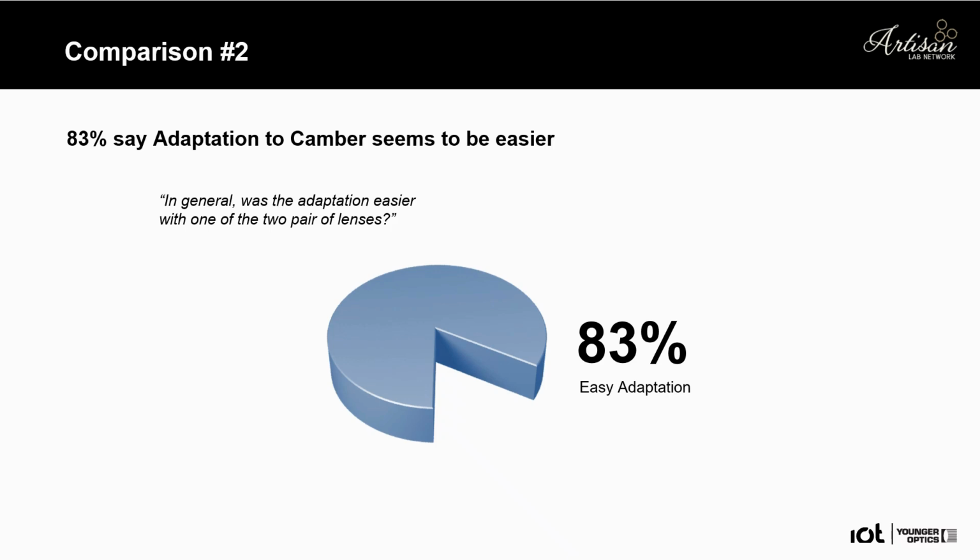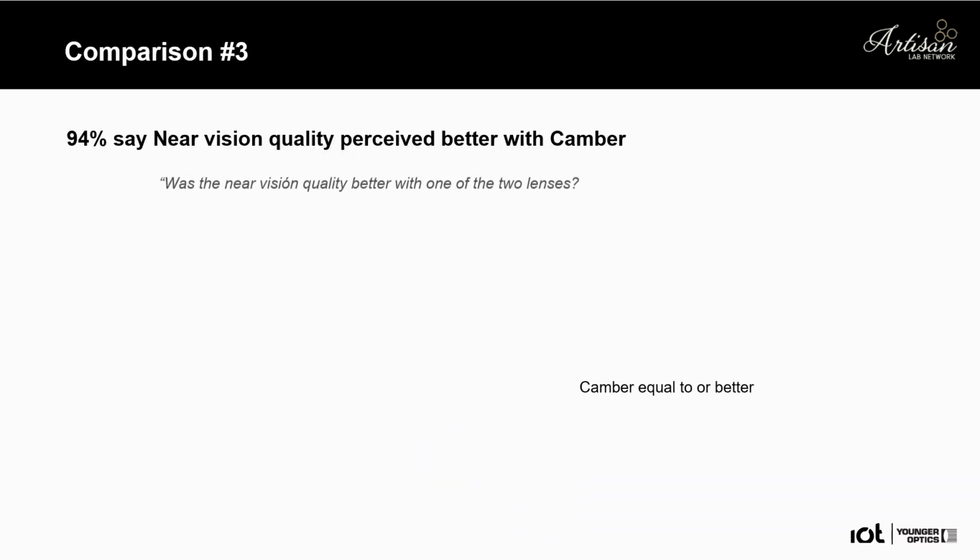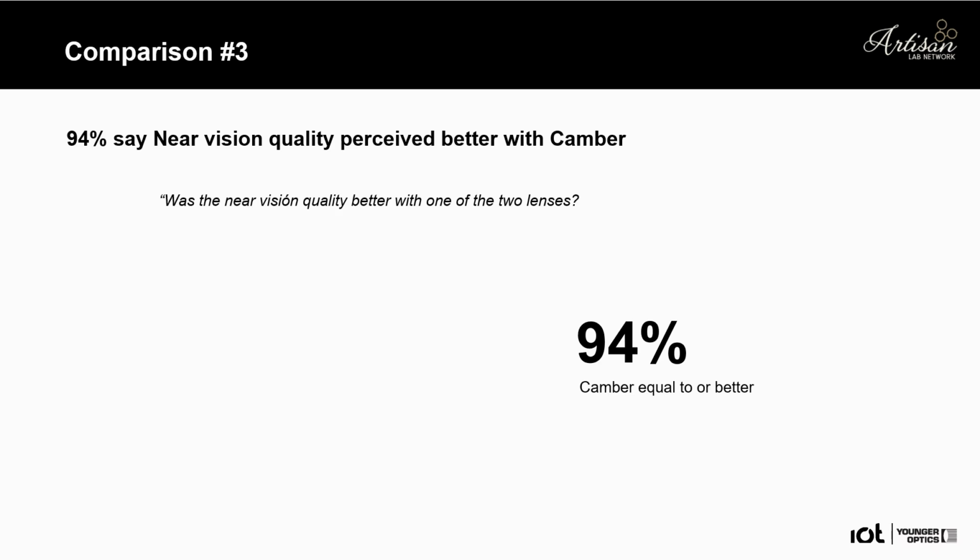And remember, the only difference is the lens blank. The next question asked was, what is the near vision of the two lenses, better with one or the other sets? Here the results were significant. Nearly 94% of the wearers perceived near vision to be equal or better with the Camber lens blank. As ophthalmic lens designers, this may be the most important slide in this entire presentation.